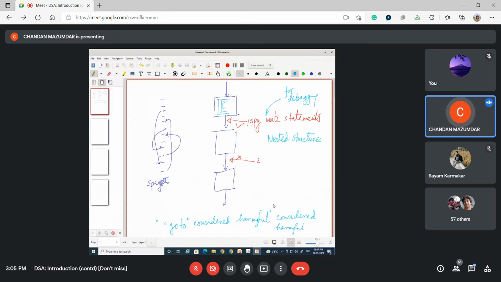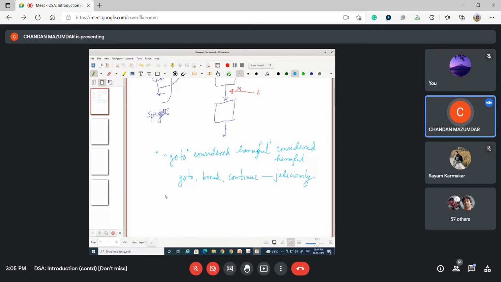Now the other point which I want to make note of is how to write a large program. How to write a large program?